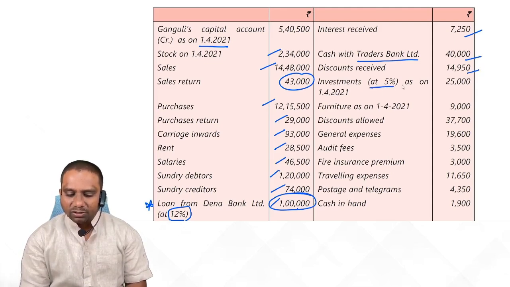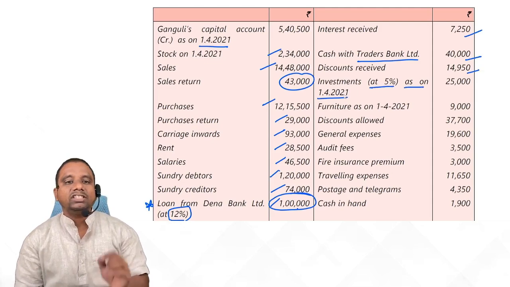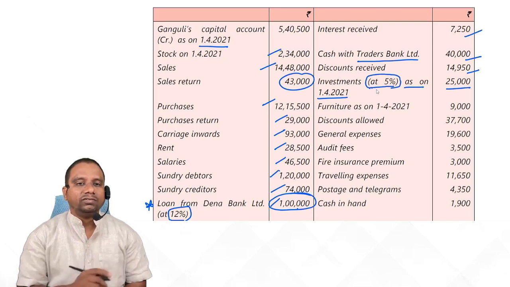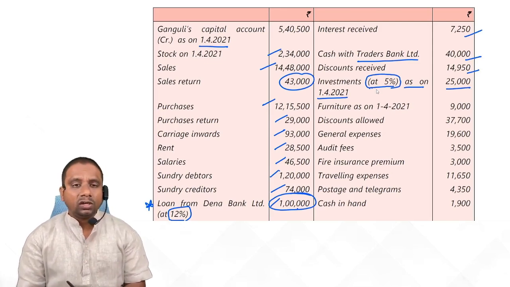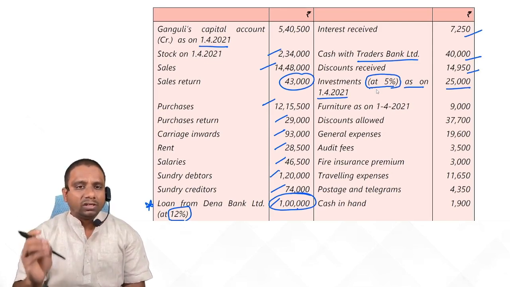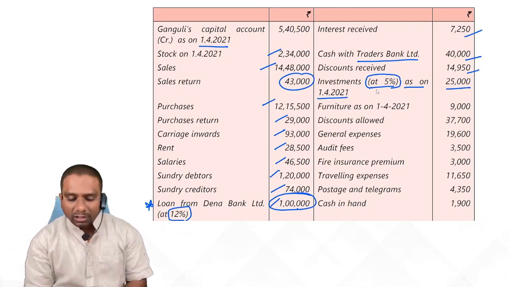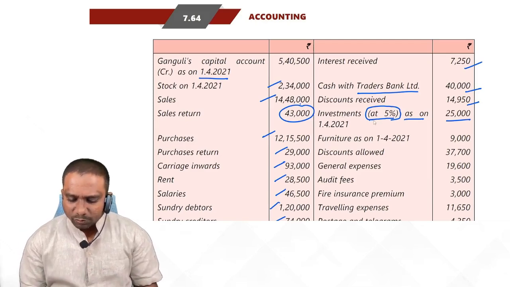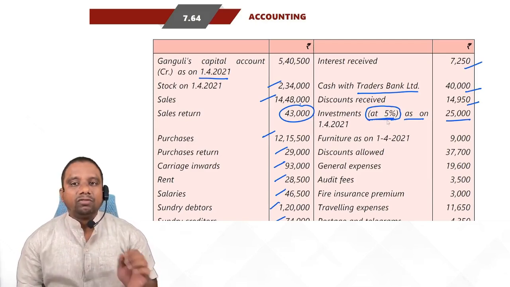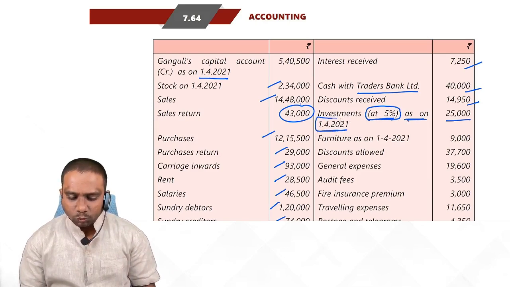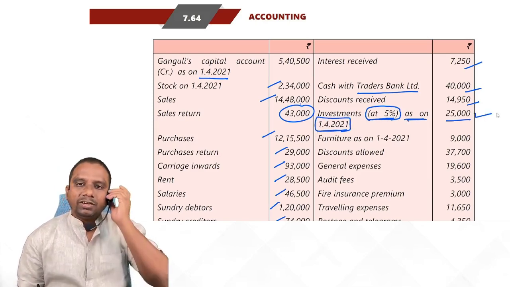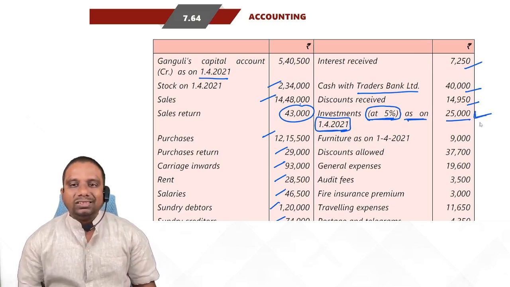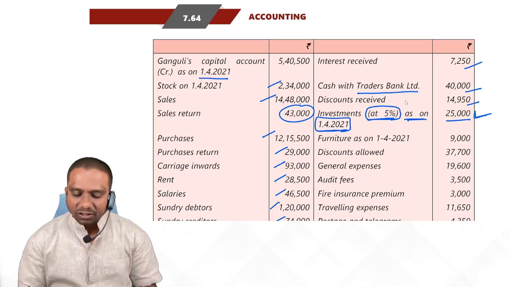Investments at 5% as on 1/4/2021. Investment is an asset, 25,000. In the bracket they are giving, that is nothing but interest on investment. So when you get information like this, first calculate how much, and they are giving the date also, 1/4/2021. How much of investments we have, students? 25,000. Now don't forget to calculate interest on these 25,000 investments at 5%.